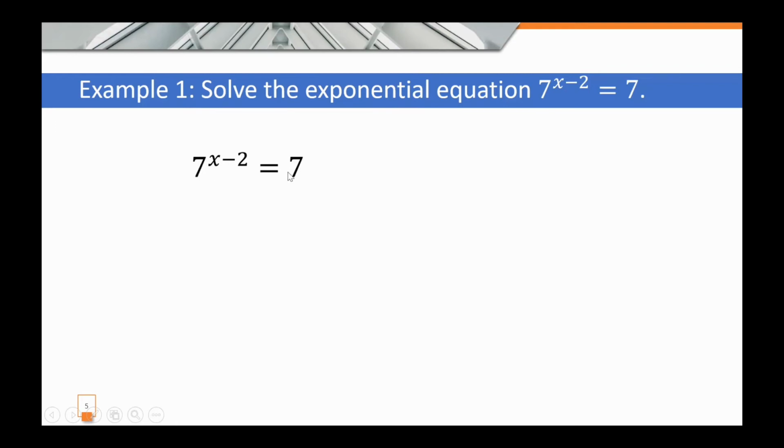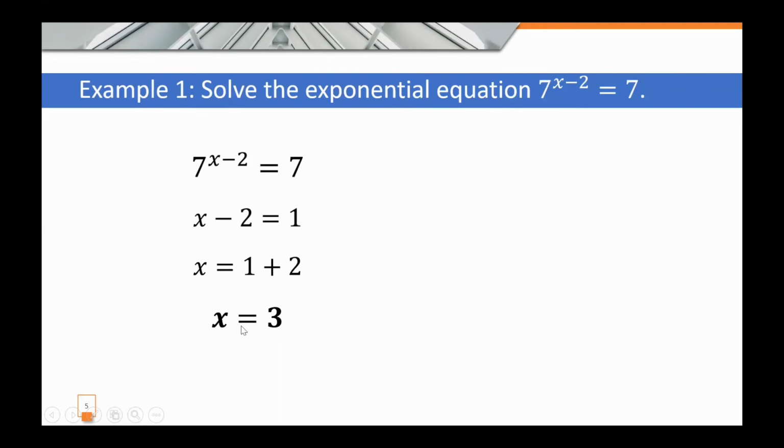Kapag pareho na yung base sa left side and sa right side, that's the time that you can now bring down, or ibababa mo na yung mga exponents ng 7 sa left side at exponents sa right side. Dito sa left side, we have x minus 2 equals, dito sa right side, ang exponent ng 7 ay 1. Then after that, you're going to solve for x. The negative 2 will be transferred to the right side of the equation, and 2 will become a positive number. x equals 1 plus 2. Solve for x, 1 plus 2 is 3. Therefore, the value of the variable x is 3.